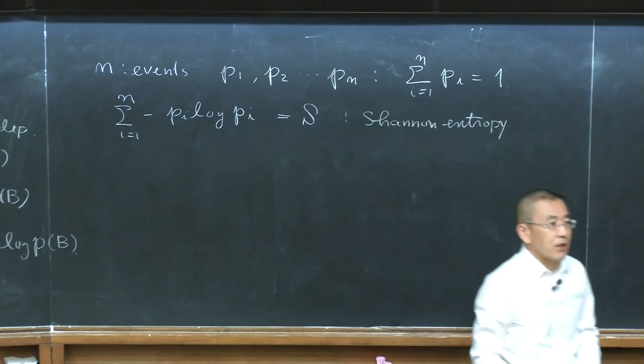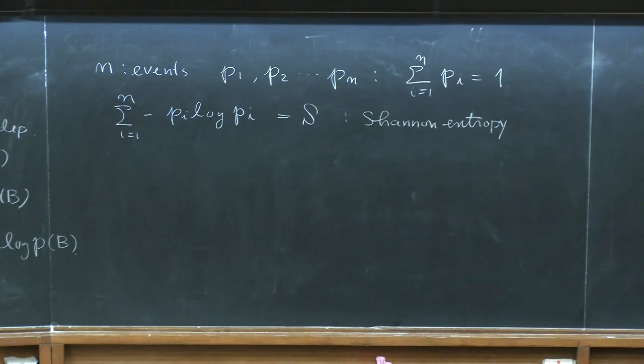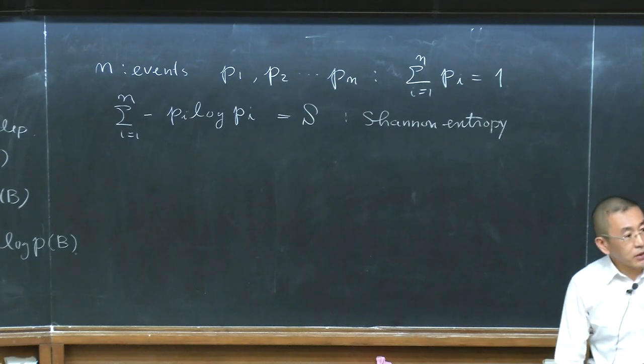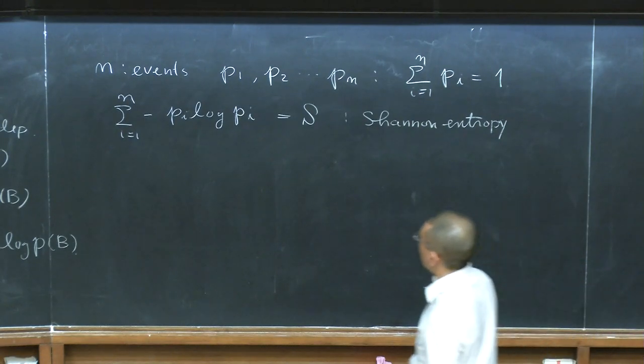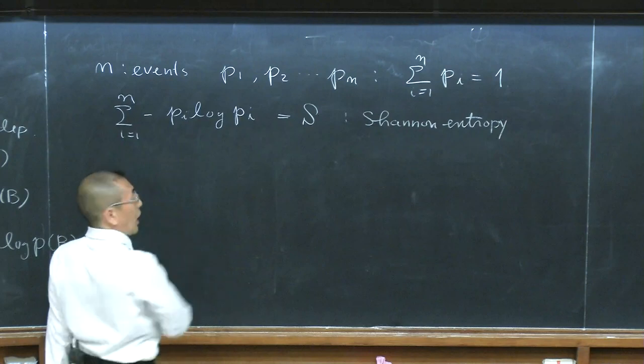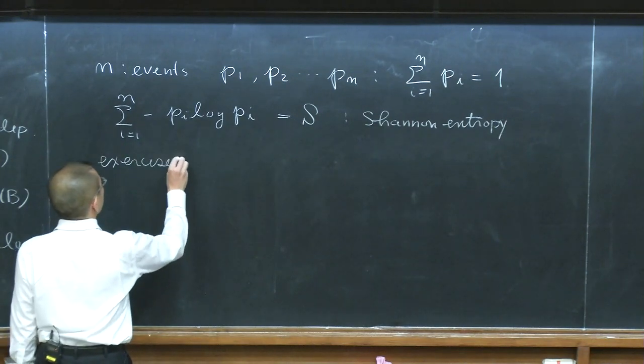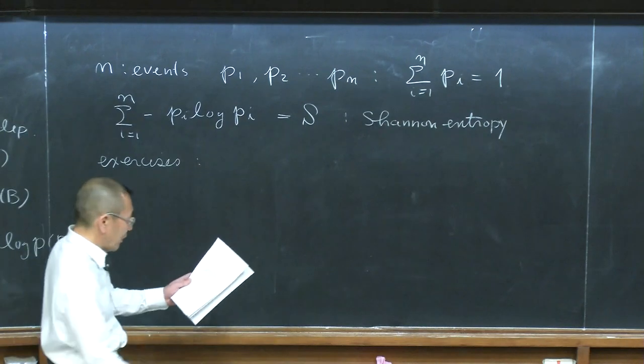So this is the expected amount of information you gain by doing this experiment and trying to find out which one of the n events happens. There are a couple of important properties that this Shannon entropy has. So this is going to be an exercise for you.